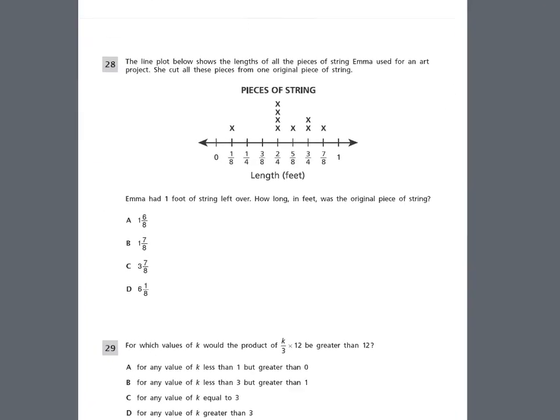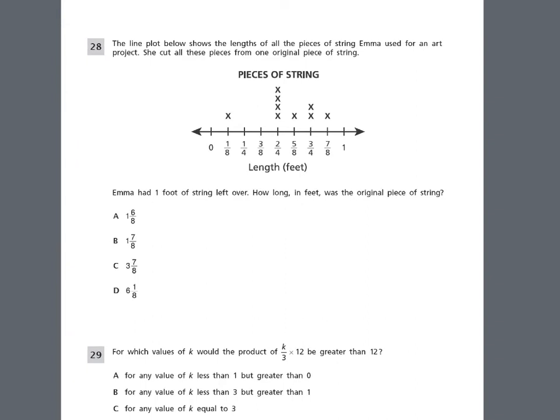28. The line plot below shows the length of all the pieces of string Emma used for an art project. She cut all of these pieces from one original piece of string. Emma had 1 foot of string left over. How long in feet was the original piece of string? So you have to find the total of all these first.